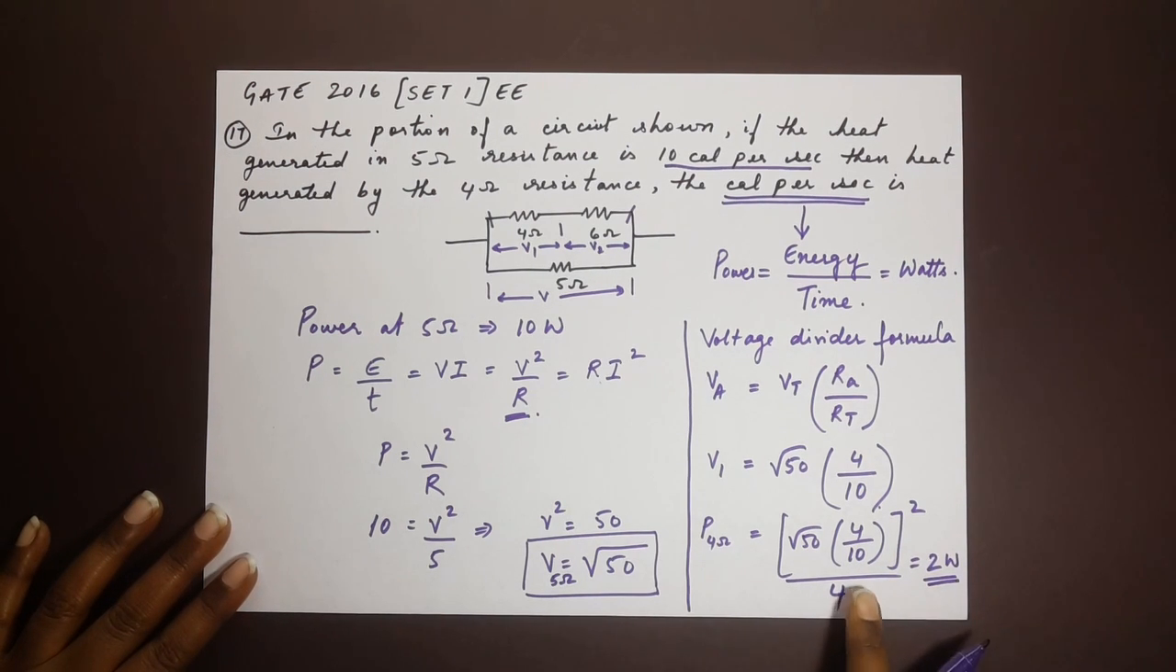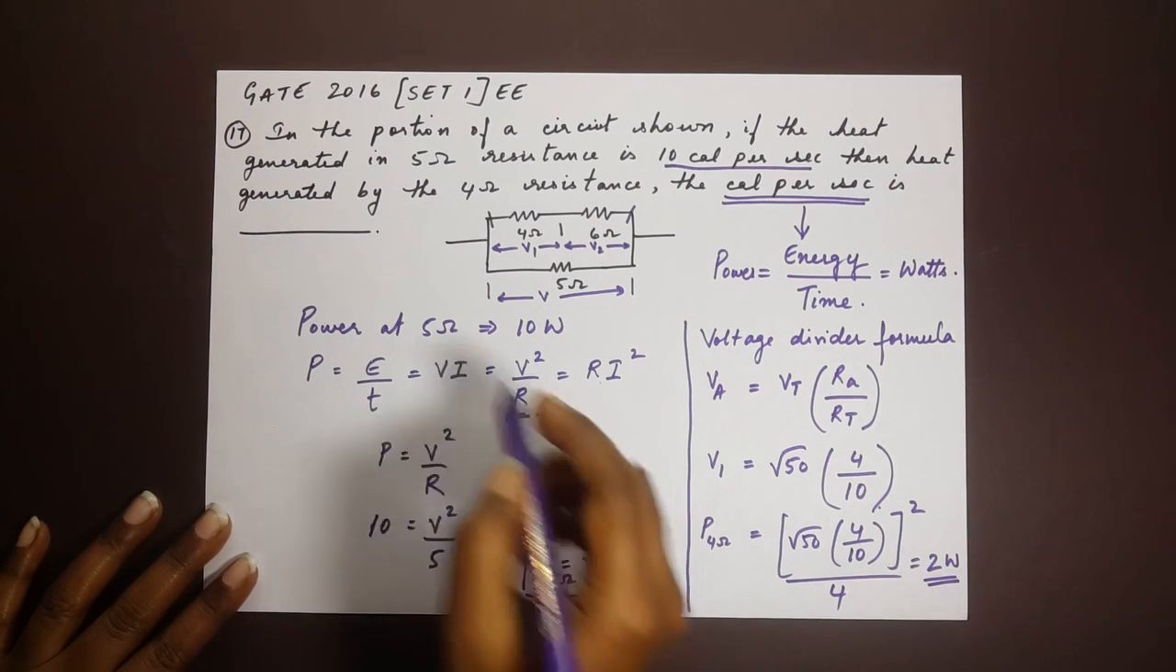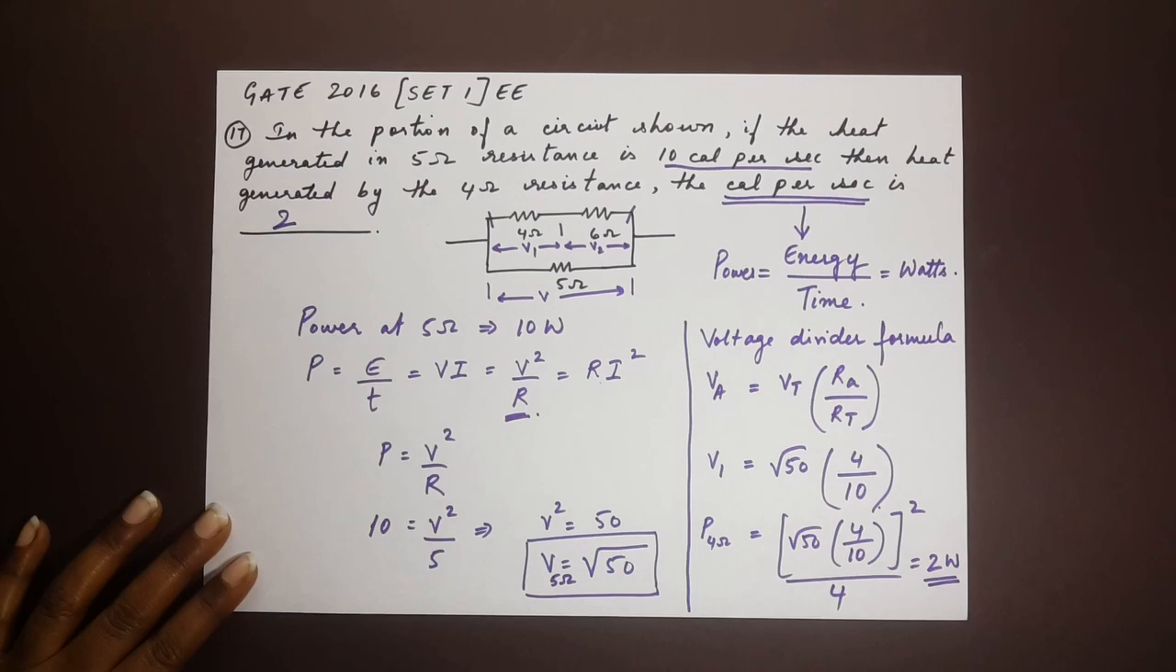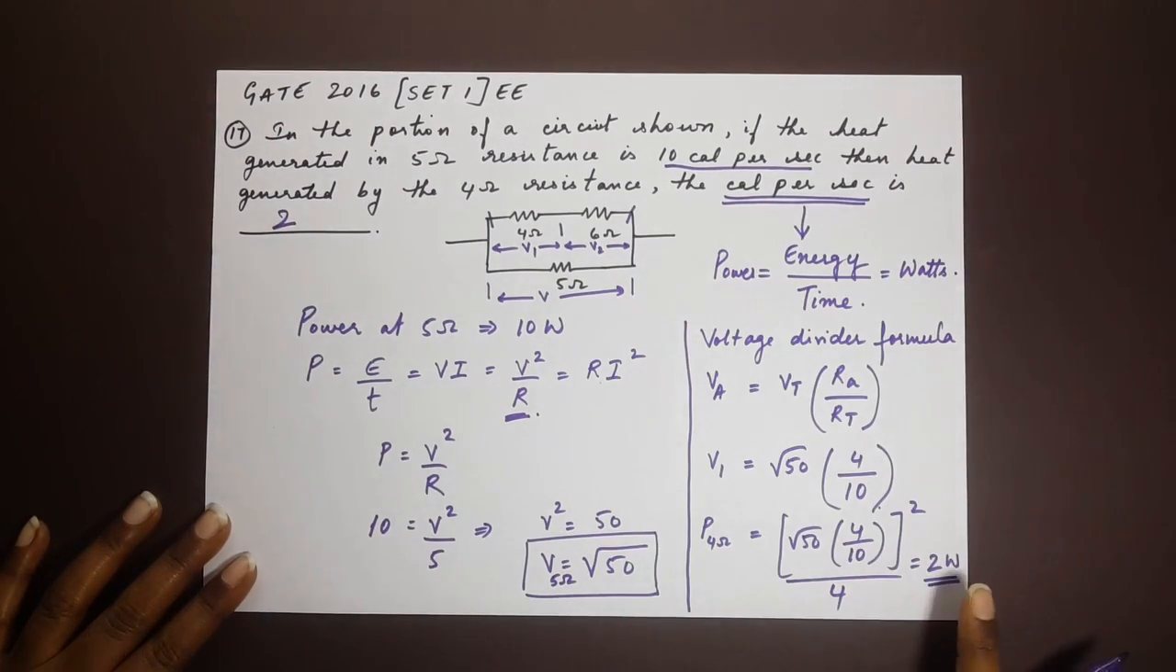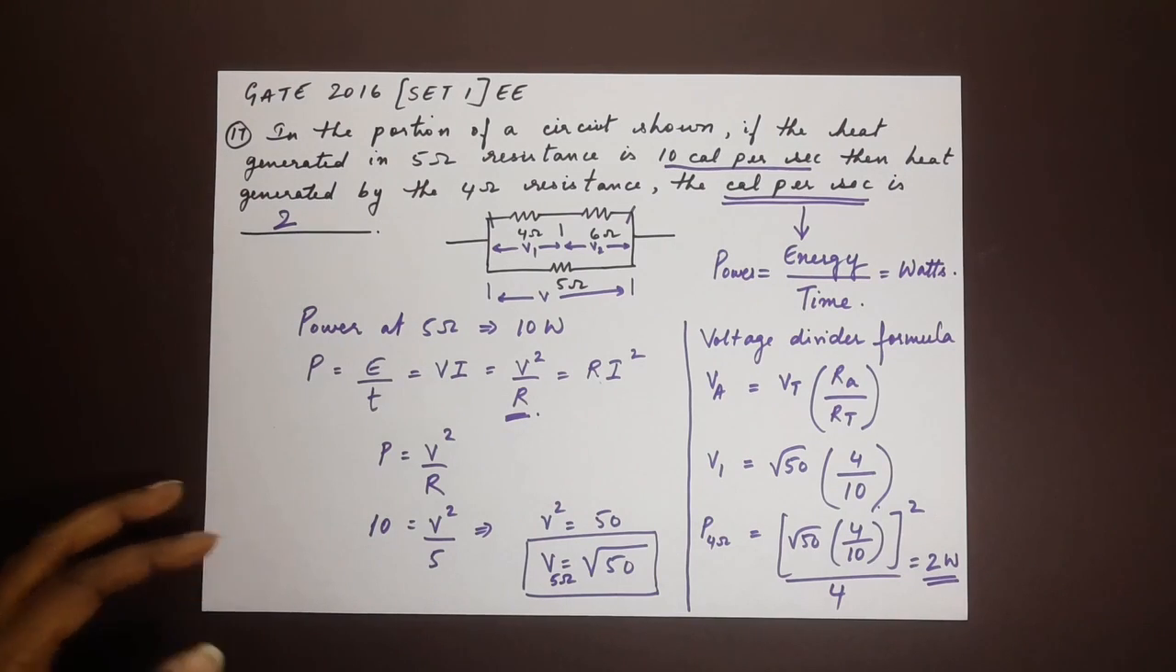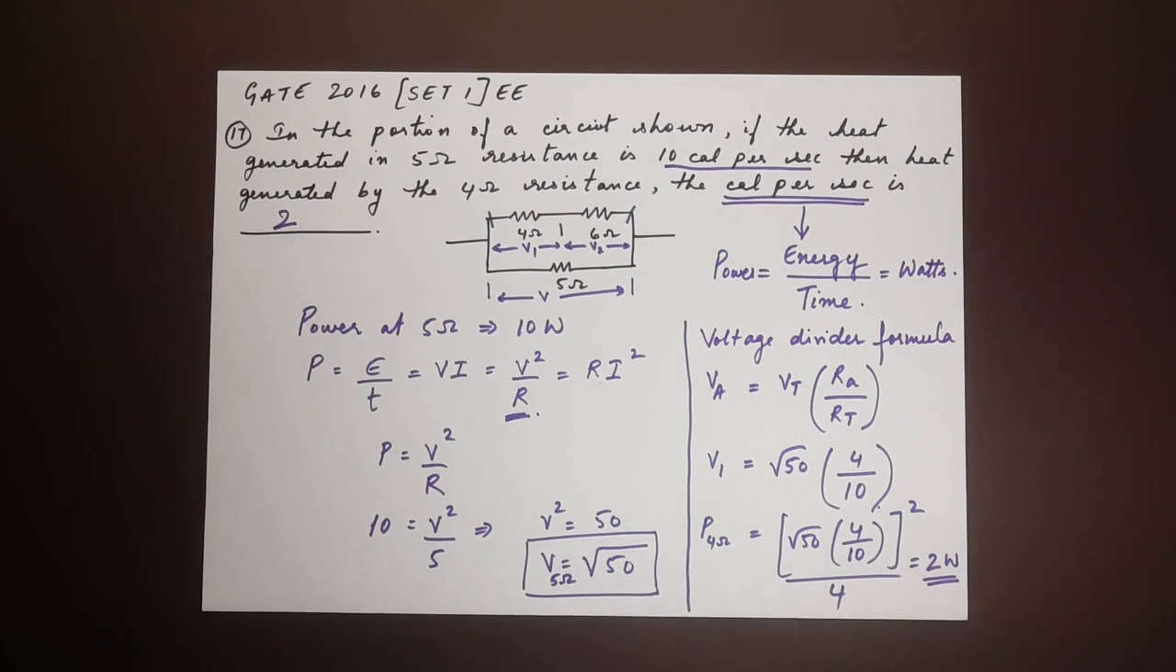Now I will leave the simplification to you. Just know that the final answer is 2 watts here. So the answer is 2. There's no need of conversion because we know that calories per second itself is watts. So the answer is 2. I hope this has helped.